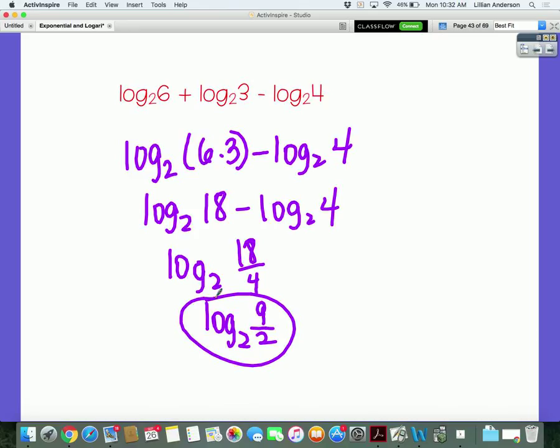And there's your final answer there. Remember, addition means multiplication, subtraction means division.